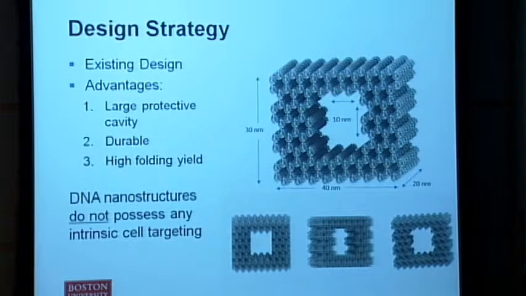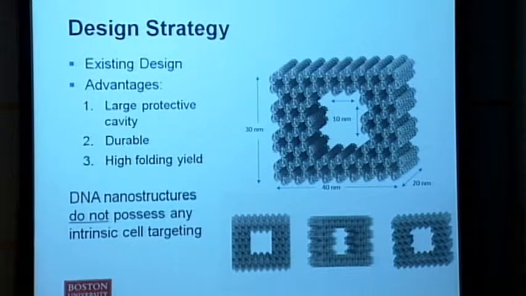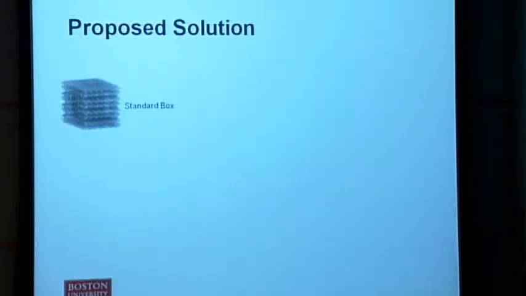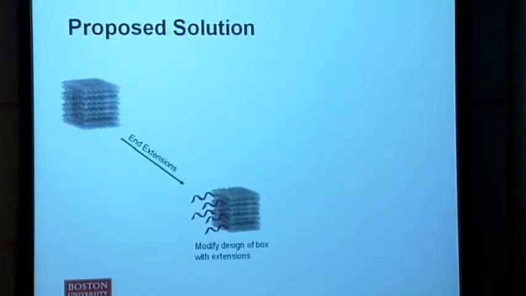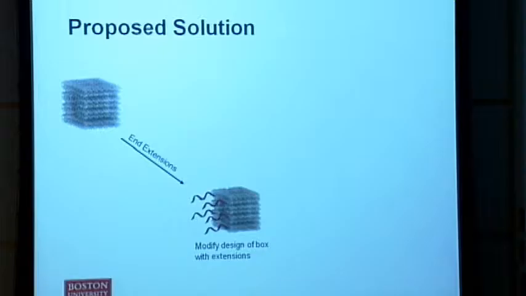But I want to emphasize that this DNA nanostructure does not have any intrinsic biological properties. By itself, it will not do anything. So we have to basically give it some biological properties. The way we do it is we take the standard box and we add what are called oligonucleotide extensions to the sides, which you can think of as sticky ends. They're basically single-stranded DNA. If you have two sides of a Velcro, for example, and you just have one side sticking out, that's basically what it does.